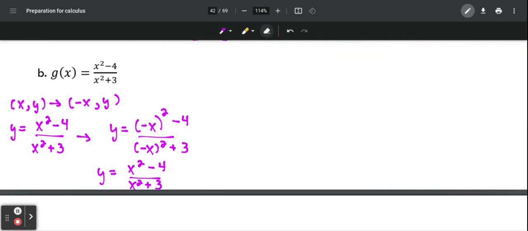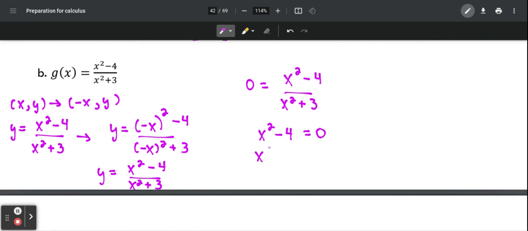So to find the zeros, we're going to plug a 0 in for y. So 0 equals x squared minus 4 over x squared plus 3. And remember, to find the zeros, we're really looking for when this function would equal 0. So this will equal 0 when your numerator equals 0. So we are really just having to solve for when does x squared minus 4 equal 0. So when does x squared equal 4? And when you take the square root of both sides, you get plus or minus 2 for the zeros.